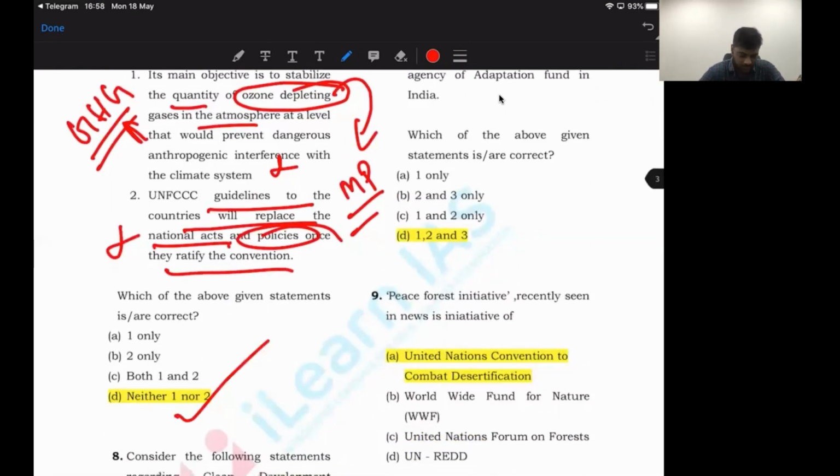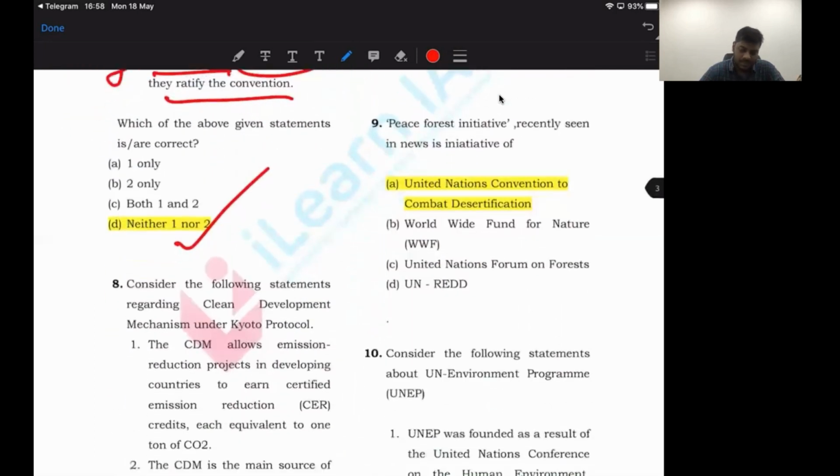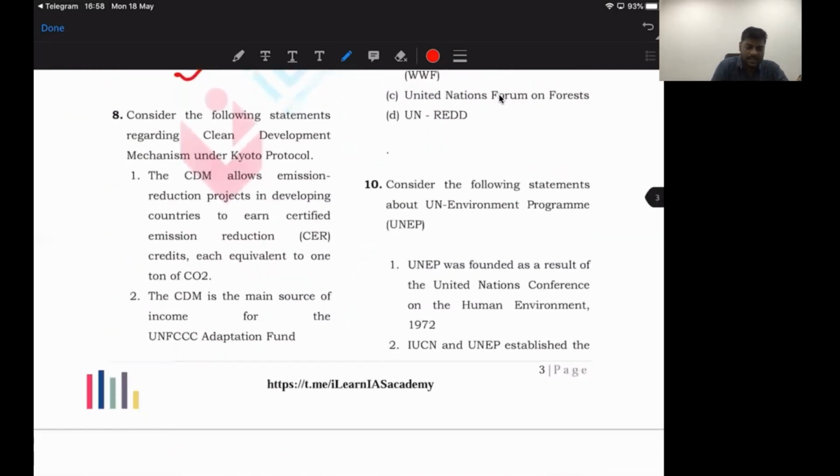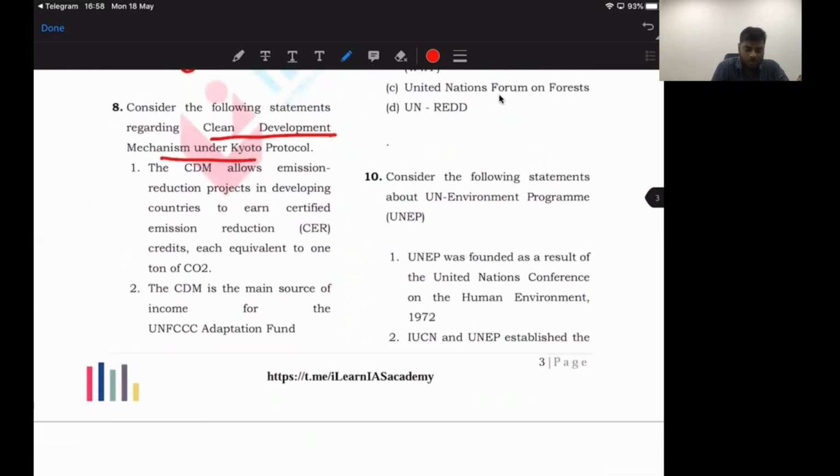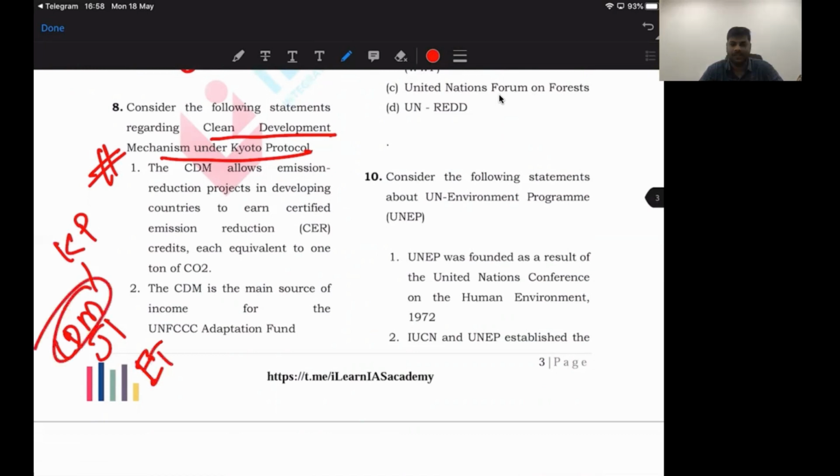Getting it? Then the eighth one, consider the following statements regarding the Clean Development Mechanism under the Kyoto Protocol. Another important topic. Under the Kyoto Protocol, there are three mechanisms. First one is CDM, Clean Development Mechanism. Second one is Joint Implementation. Third one is Emission Trading.